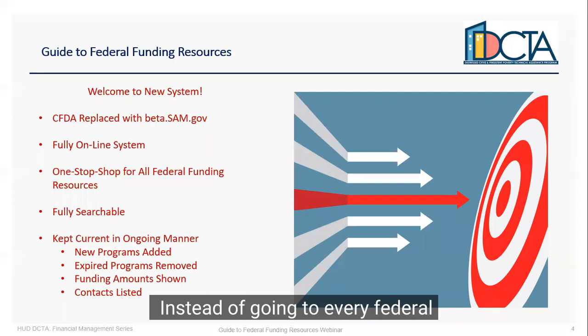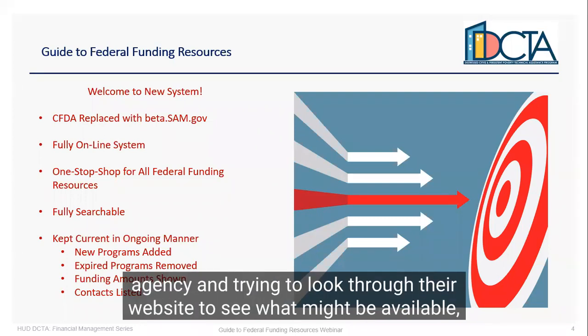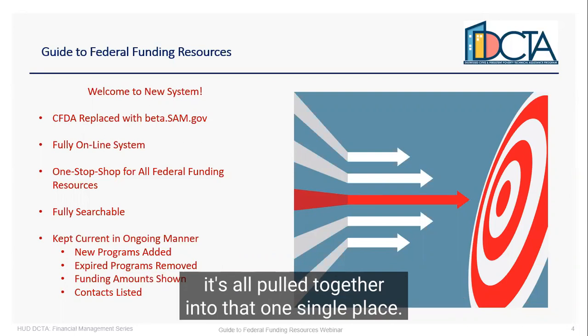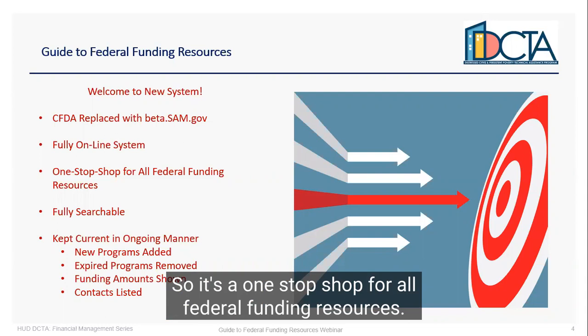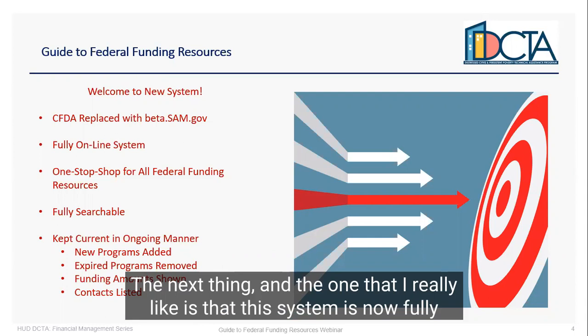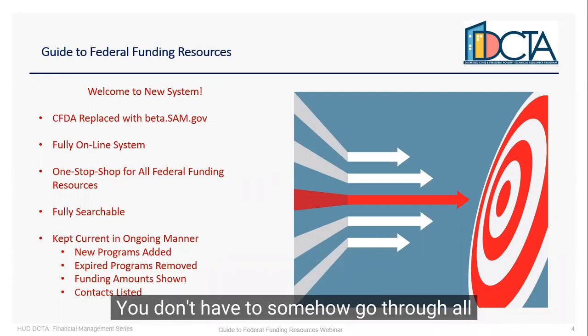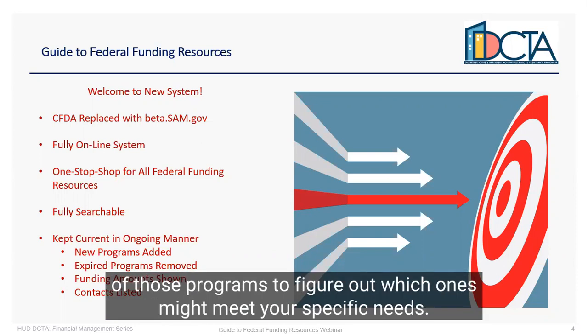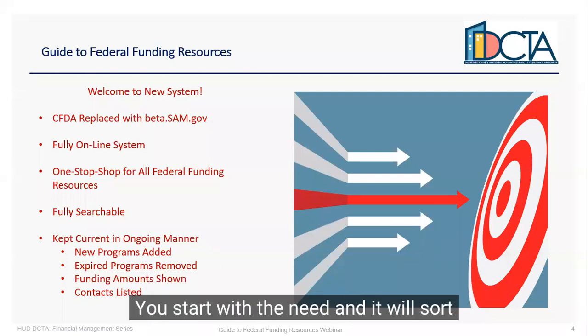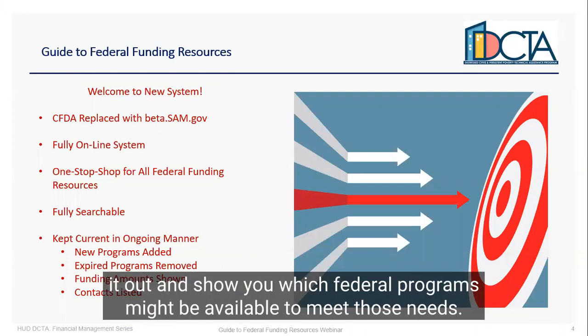Instead of going to every federal agency and trying to look through their website to see what might be available, it's all pulled together into that one single place. So it's a one-stop shop for all federal funding resources. The next thing, and the one that I really, really like, is that this system is now fully searchable, as we'll show you in just a few minutes. You don't have to somehow go through all of those programs to figure out which ones might meet your specific needs. You start with the need, and it will sort it out and show you which federal programs might be available to meet those needs.